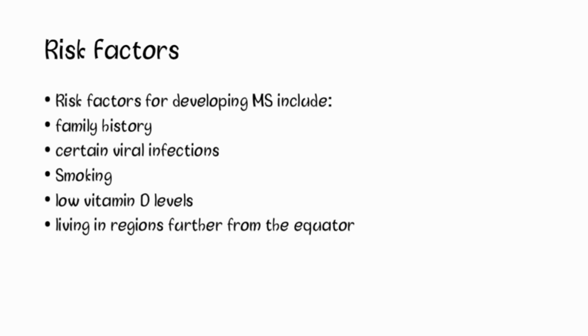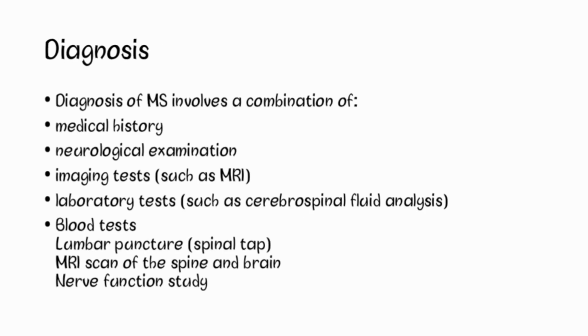Now, risk factors for developing MS include family history, certain viral infections, smoking, low vitamin D levels, and living in regions further from the equator. Now, diagnosis. So, symptoms of MS may mimic those of many other nervous system problems. So, MS is diagnosed by ruling out other conditions. The doctor may suspect MS if there are decreases in the functions of two different parts of the central nervous system, such as abnormal reflexes at two different times.